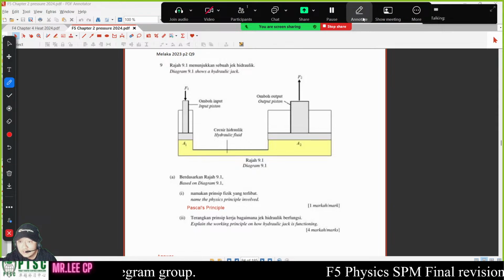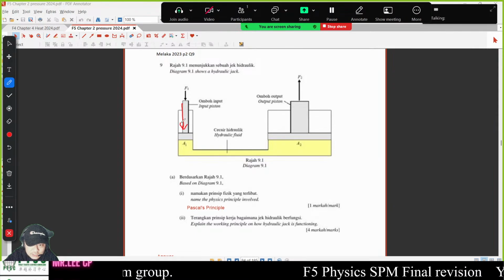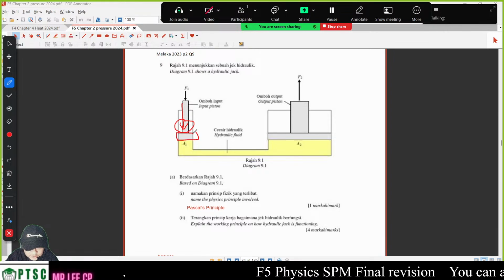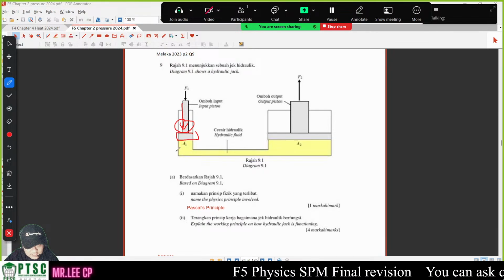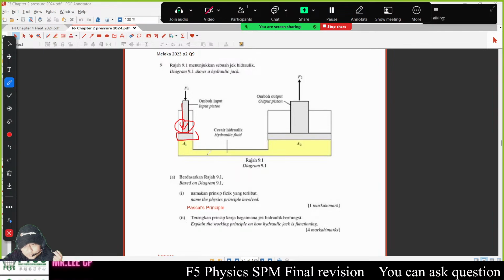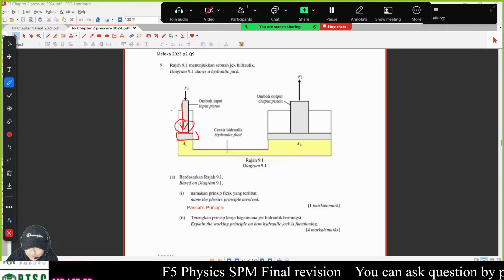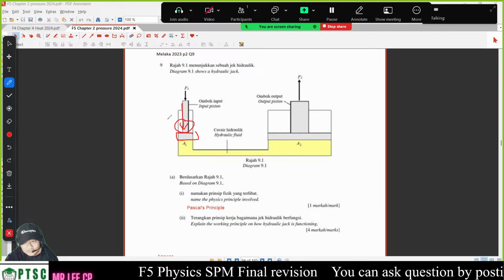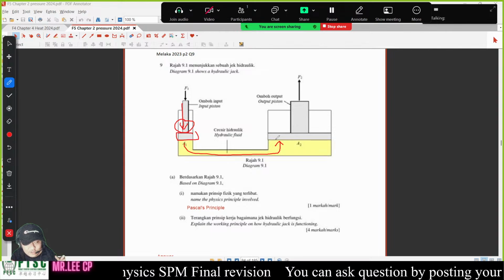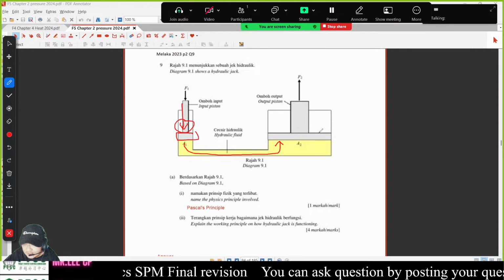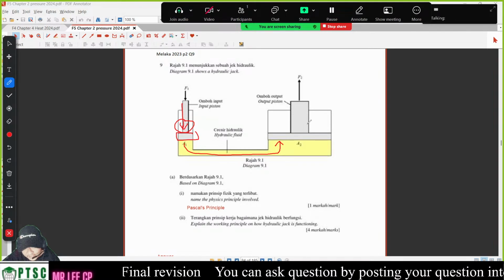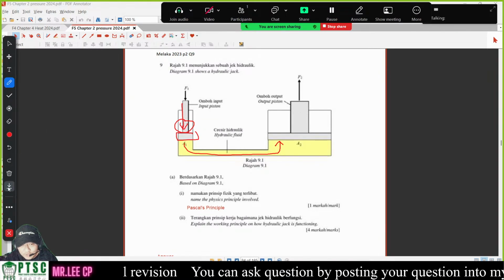So now force is applied into here, to the smaller piston. So there is a pressure produced. First one is force applied. Second one is pressure produced. Third one is pressure is equally transmitted to the enclosed fluid. And then the fourth mark is the large force will be produced because the pressure is equal.